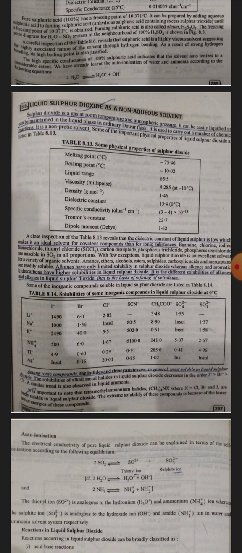The different solubility of alkanes and alkenes in liquid sulfur dioxide is the basis of the refining of petroleum. Among ionic compounds, the iodides and the thiocyanates are in general the most soluble in liquid sulfur dioxide.